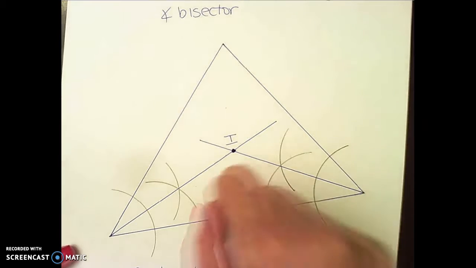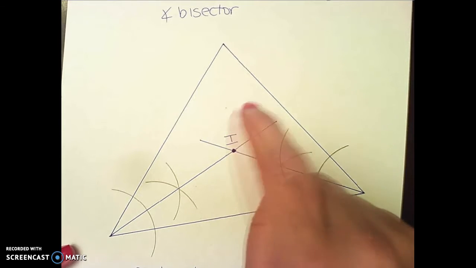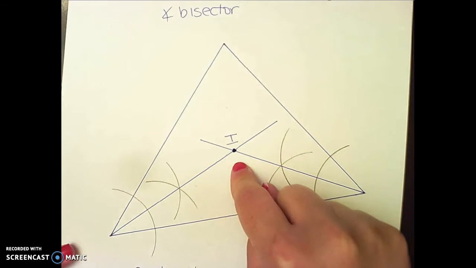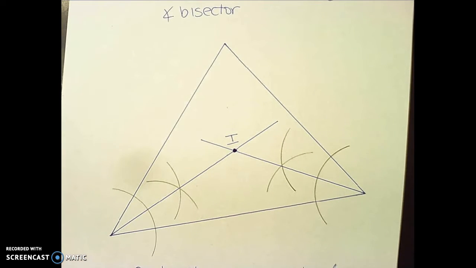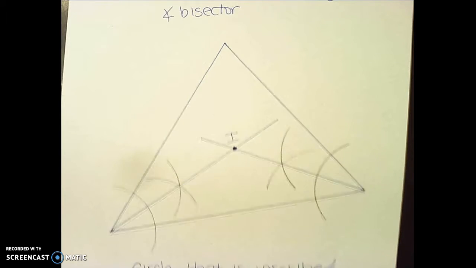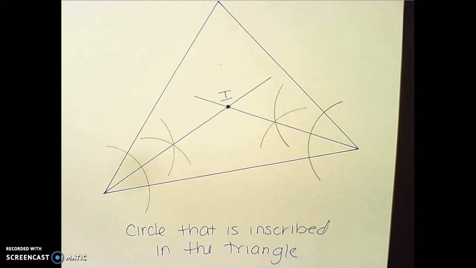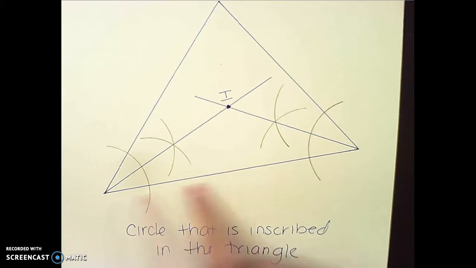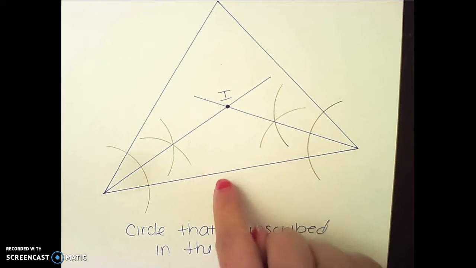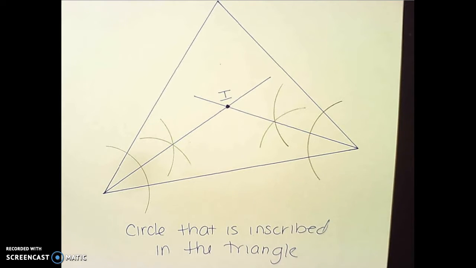Now, one of the differences between the incenter and the circumcenter that we did in the other video is that the incenter always has to be inside of the triangle. Now, in order to construct our circle that is inscribed, we actually have one more step. The circle that is inscribed is going to intersect the side of our triangle at its midpoint. So we actually need to construct the perpendicular bisector to find the midpoint of one of the sides of the triangle.